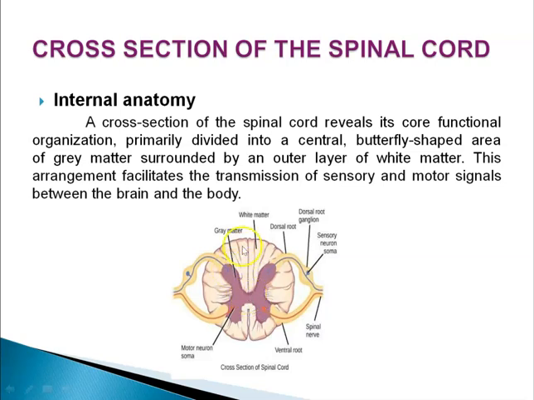So this is the gray matter, this is the white matter, this is the ventral root, this is the dorsal root. So ventral horn and dorsal horn, and laterally it is here, this is the dorsal root ganglion. Each spinal nerve is formed by this ventral root and the dorsal root, which unite to form each spinal nerve, and there is a pair of spinal nerves on either side.